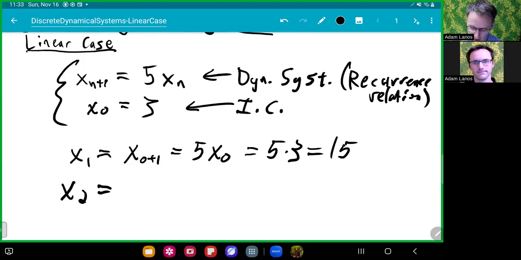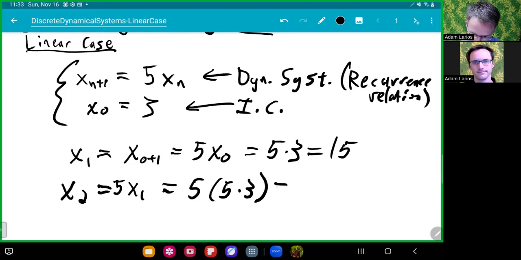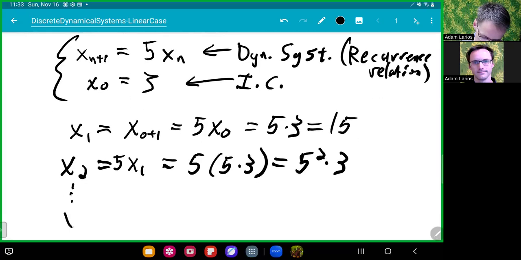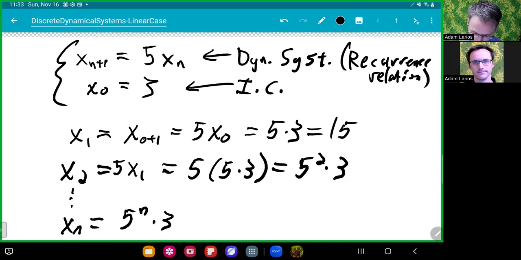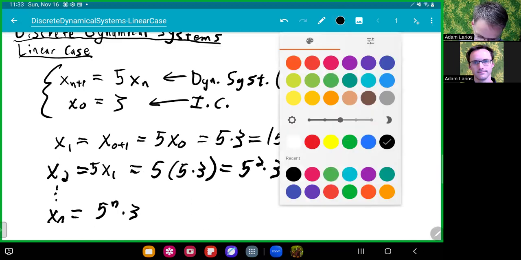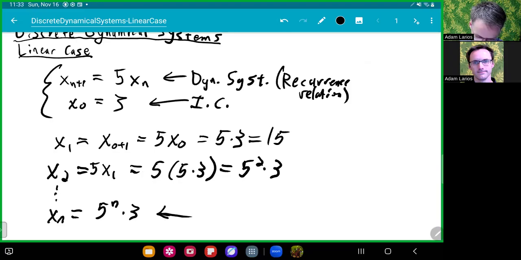x2 then, maybe we'll just keep this in the form 5 times 3, instead of thinking about it as 15. This is just 5 times x1, and we can use the same trick we had before. We say that this is just 5 times 5 times 3, because x1 is 5 times 3. And then this will be 5 squared times 3. And I think you can pretty quickly see the general case will be 5 to the n times 3. This pretty simple example gives us a picture about how to do more complicated things.